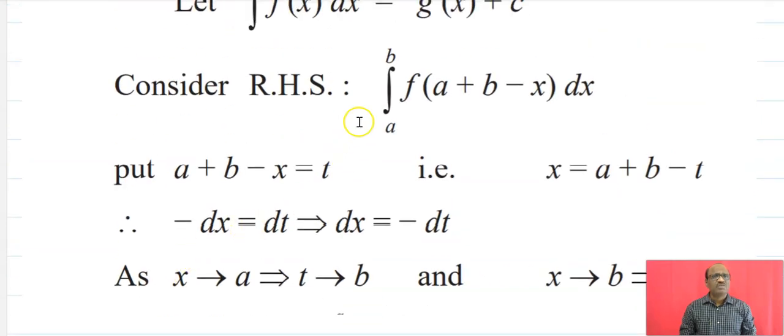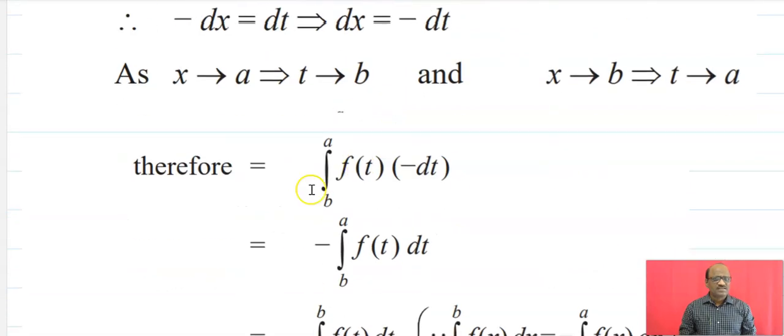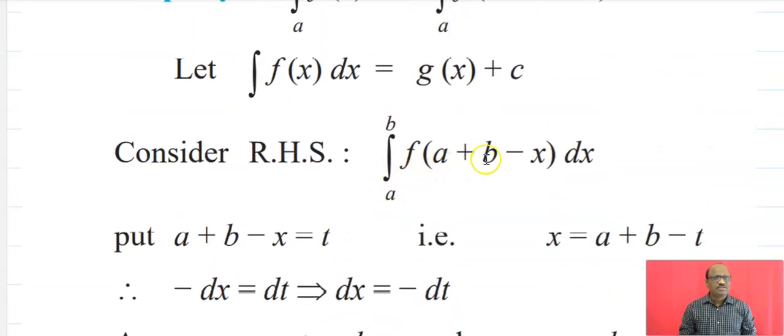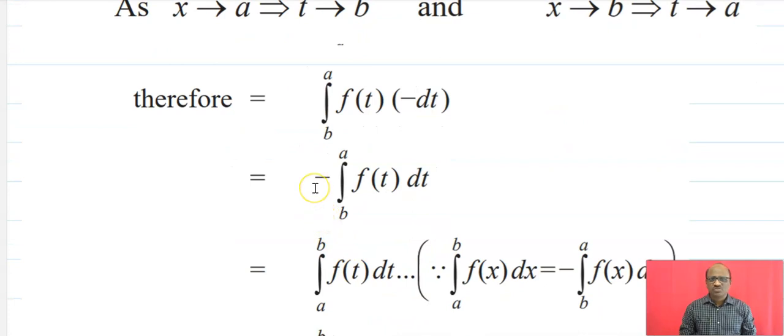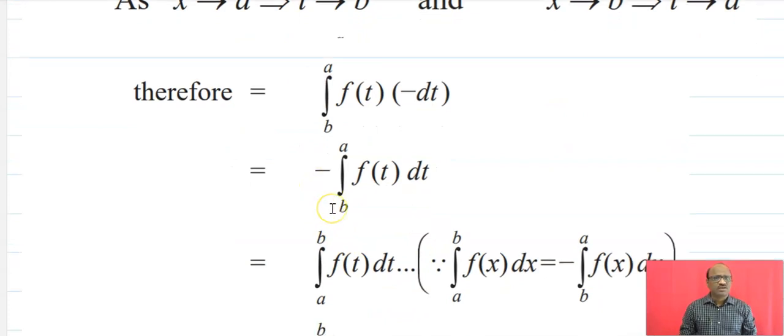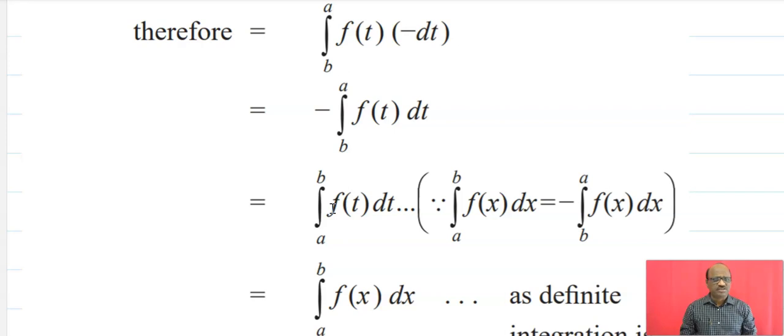Therefore, our integral will become, this is our integral. This integral, the lower limit was b, the upper limit is a. What about here? f of a plus b minus x. The value of a plus b minus x is t, which is f of t. What about the dx? dx is minus dt. Take the minus sign as common. Then again, we have learned the property that if we change the limits, upper limit to lower and lower limit to upper, it absorbs the negative sign. In this case, we will change the limits.